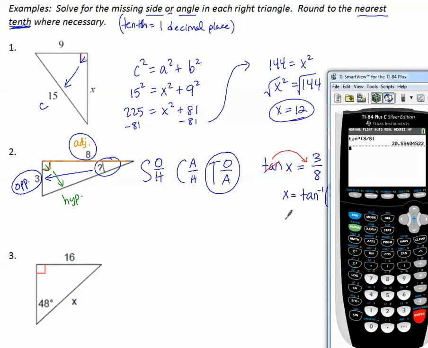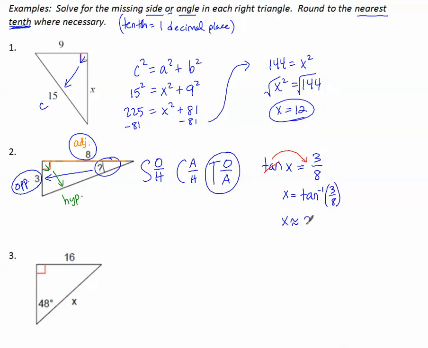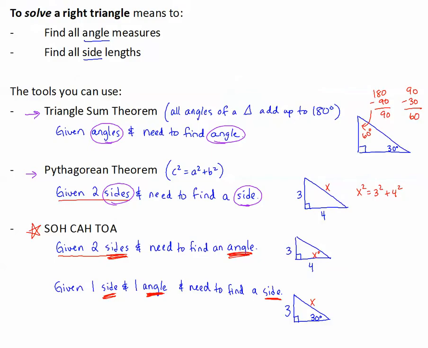So let's write our answer. X is approximately 20.6 degrees. Remember, when it's an angle, you have to write degrees. Let's look at another one. I'm given a side and I'm given an angle, and I need a side. So if I'm given a side and an angle and I need a side, did you hear how that was a mix of sides and angles? And remember, whenever it's a mix of sides and angles, I need to use SOHCAHTOA.